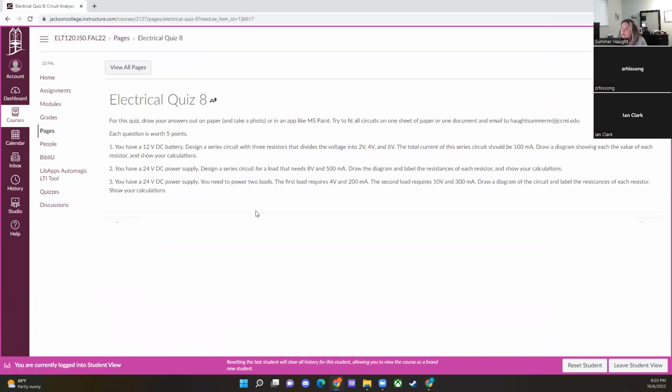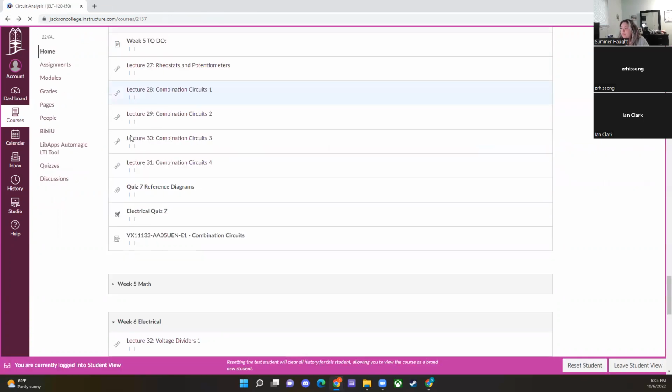So again, electrical quiz 8 is something that essentially you have to design 3 different circuits, and they're kind of using the principles from last week and this week. So if you were a little confused last week, this might help. This week might actually be a little bit easier, and it might kind of help you be able to work backwards and understand anything you didn't understand last week. So that's what you have to do for this week.